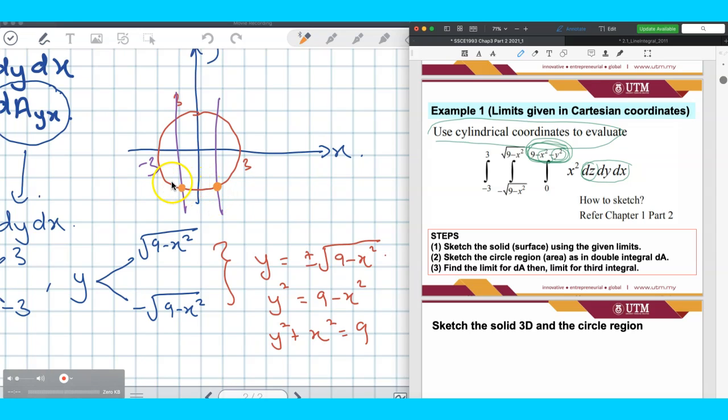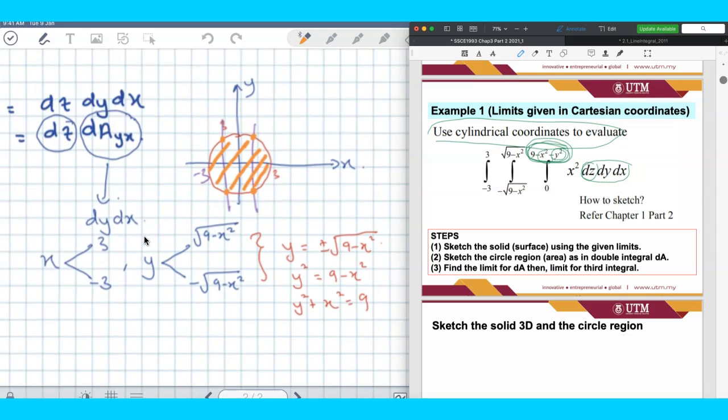And then when you keep increasing the y, it ends up to be the positive square root. The positive square root is also part of the circle, where y is always positive. So we can see that the region that we need to shade is all over the circle. So for the region, we have a complete circle.